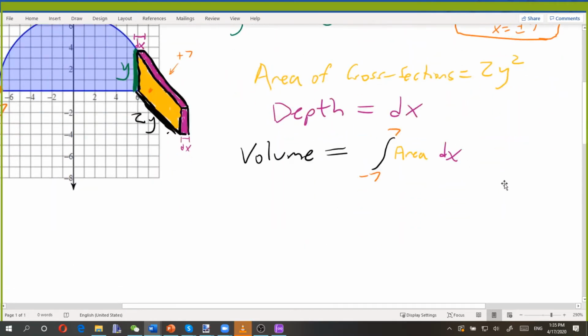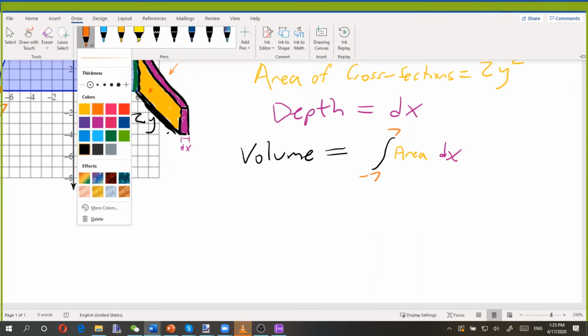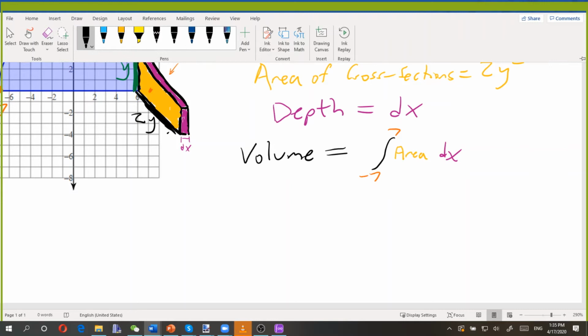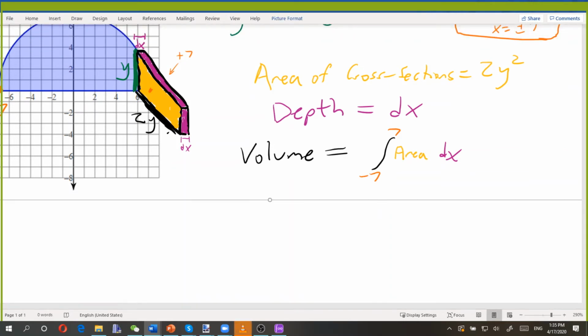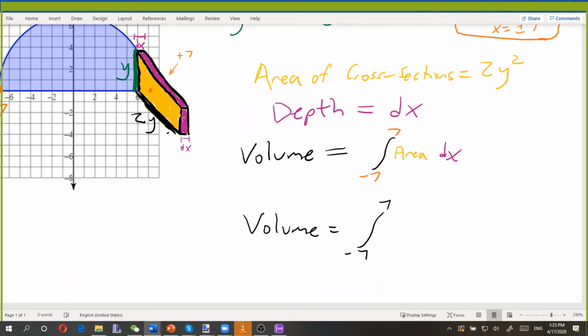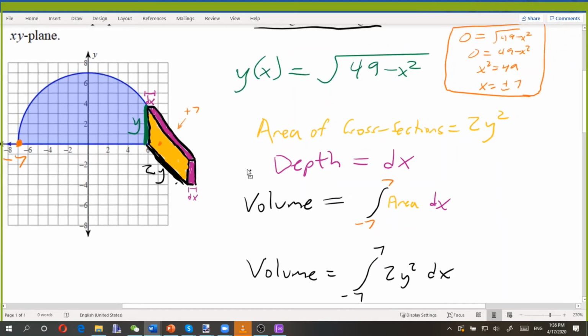Okay, so now I'm just going to plug in our values. Our volume is equal to our area, which we said was 2y squared. So volume is equal to the integral from -7 to 7 of 2y squared dx. Okay, but I do have a problem because this is y squared and this is in terms of x. So I can't integrate until our function is in terms of x. So how can I rewrite this, 2y squared, so that our equation is in terms of x instead?